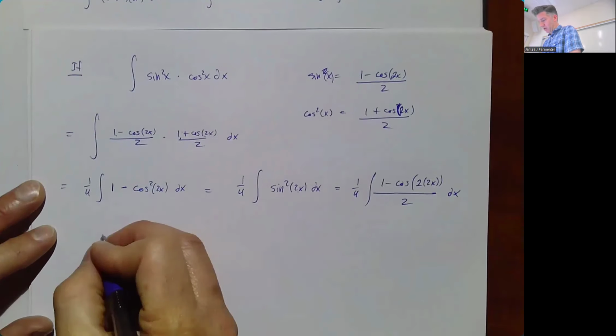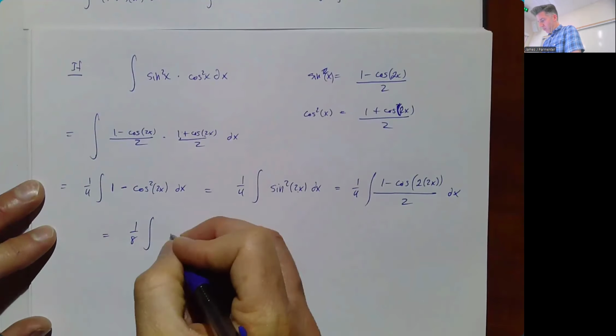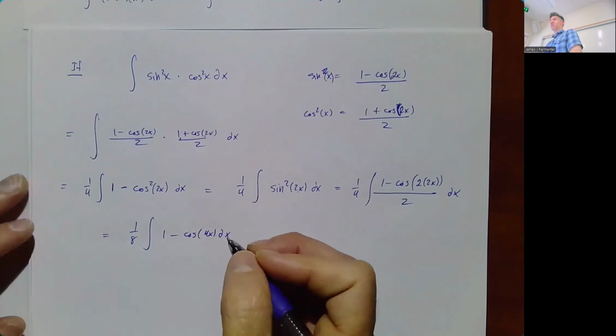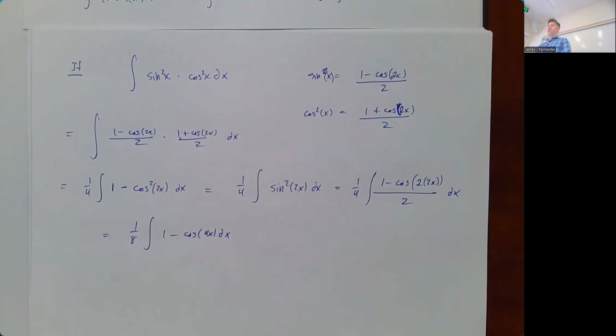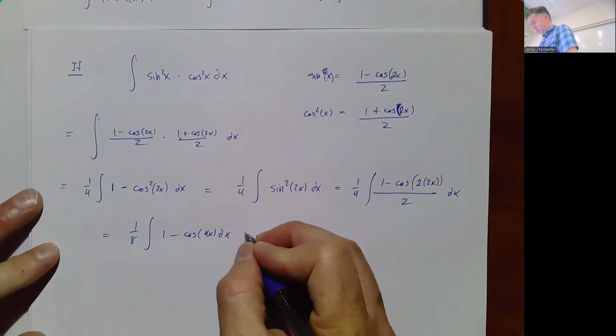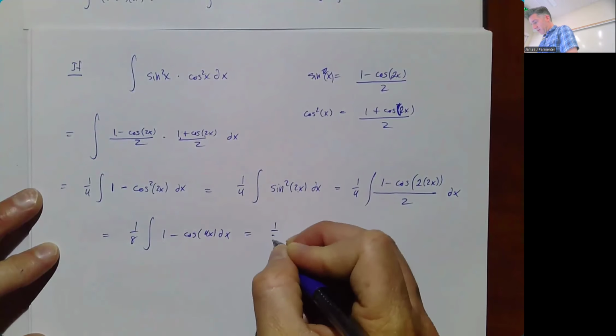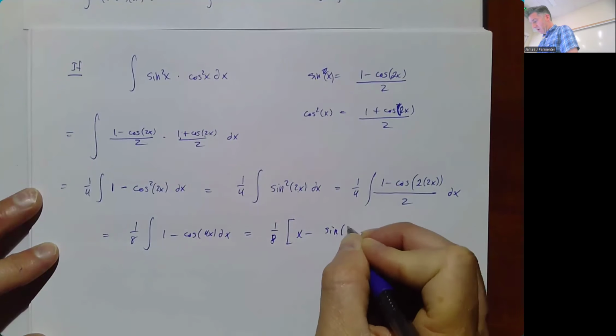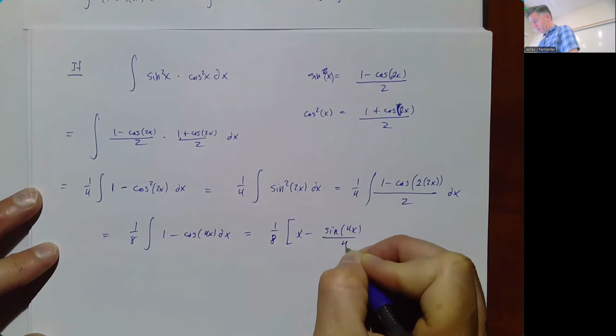So then we end up getting 1/8 the integral of 1 minus cosine of 4x. And here's exactly a situation where I wouldn't want to compound this even further and have to do another u-sub here. I'm just going to say I know the antiderivative of cosine of 4x. So I'm going to get 1/8 times x minus sine of 4x divided by 4.